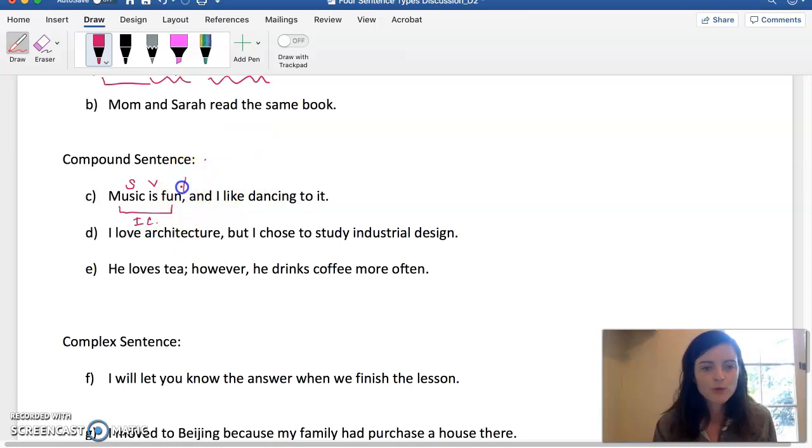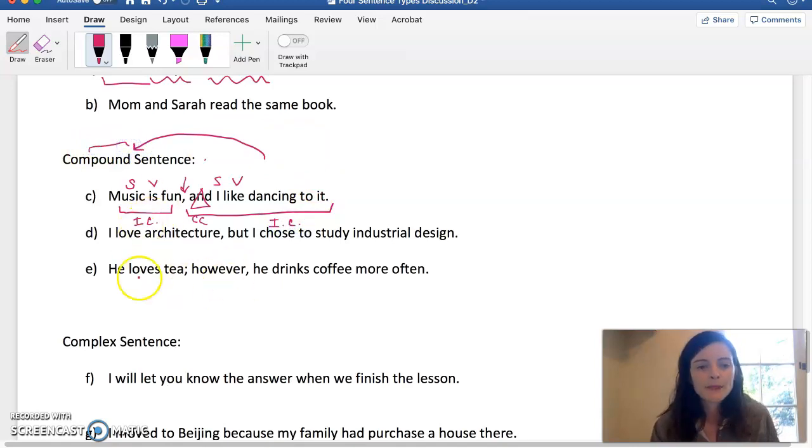Follow it with a very important punctuation mark, a comma, then your coordinating conjunction. Sometimes they say fanboys, followed by a subject and a verb. But guess what? This whole piece here is another independent clause. And then we have a compound sentence, compound meaning two or more.